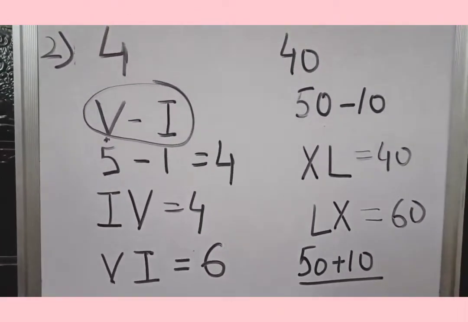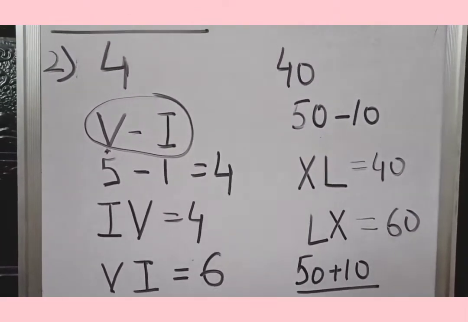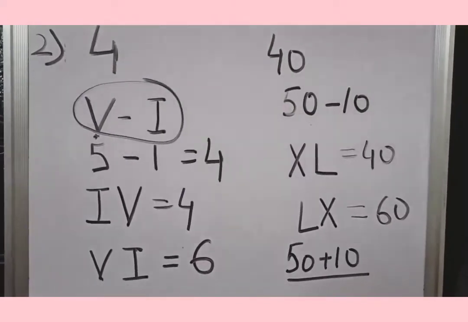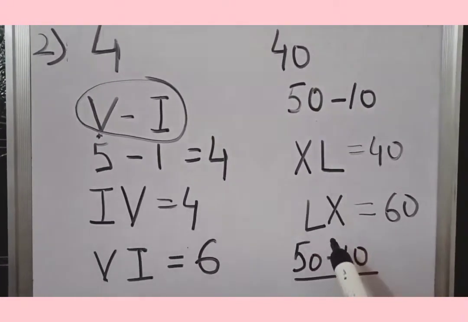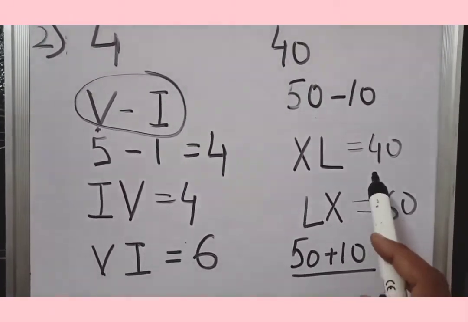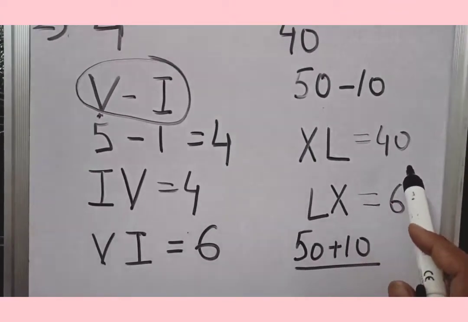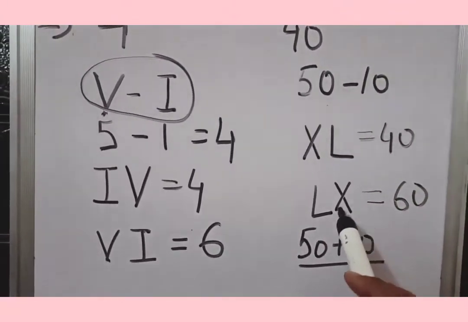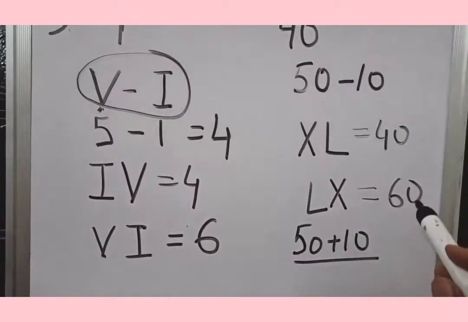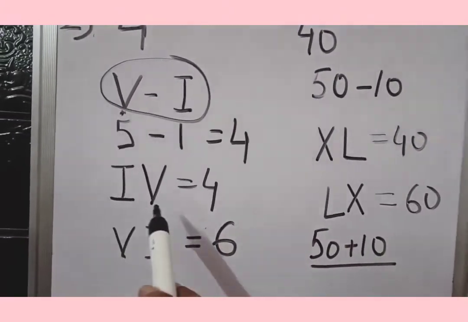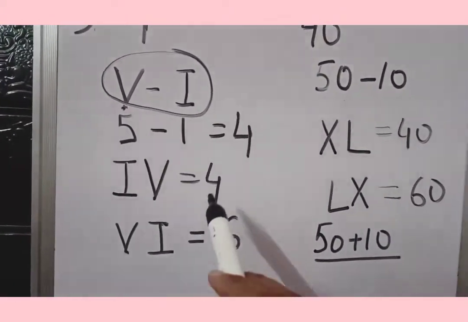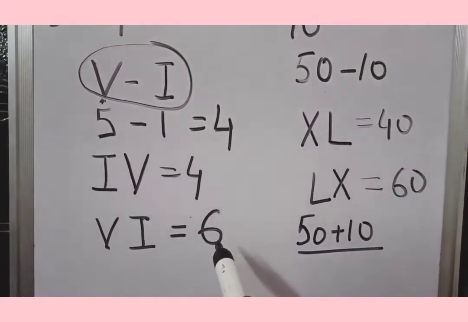So now students, you must be very clear that writing the correct position of the alphabets does make a lot of change, isn't it? X and L are used, but in two different ways, and two different numbers are here. I and V are used in two different ways to represent two different numbers.